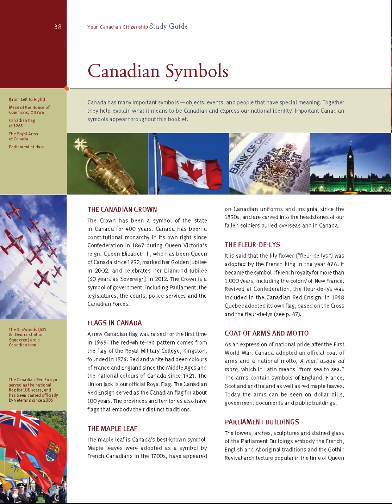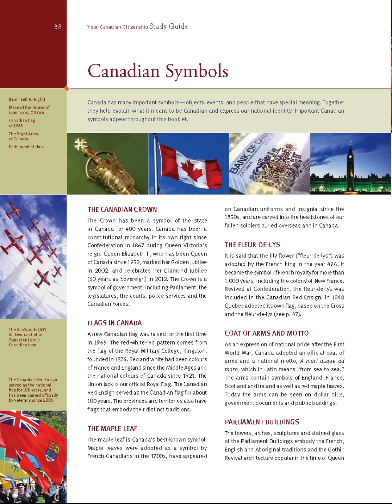The maple leaf. The maple leaf is Canada's best-known symbol. Maple leaves were adopted as a symbol by French Canadians in the 1700s, have appeared on Canadian uniforms and insignia since the 1850s, and are carved into the headstones of our fallen soldiers buried overseas and in Canada.